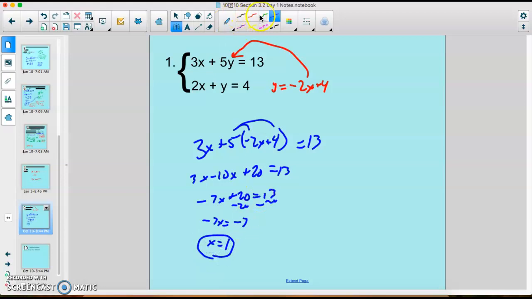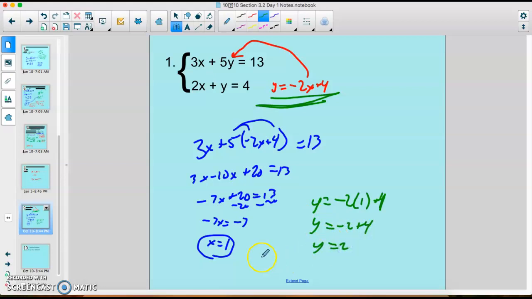Solved part of it. Now I need to find my y. I might as well use this one because it's already solved for y. So y equals negative 2x, but I know x is 1, plus 4. So we have negative 2 plus 4, which is 2. Okay, and so our final coordinate point is (1, 2). All right, that's it for section 2.